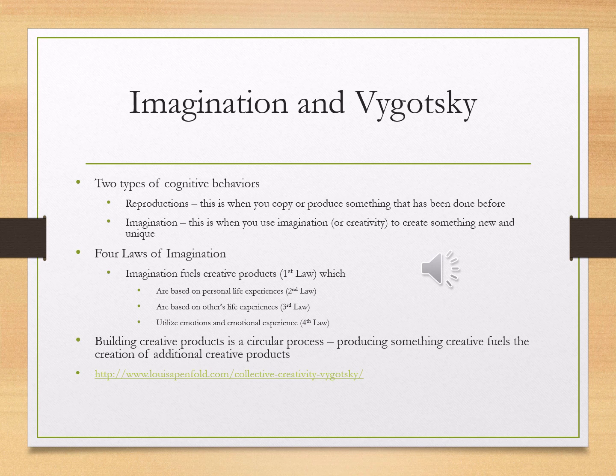So if somebody exhibited a movement and then you copied it, imitated it, did the same movement exactly, that would be a reproduction. If you saw a painting that someone had created and then you tried to recreate the same painting, that would be another example of reproduction. Imagination, this is when you use your imagination to create something new and different.